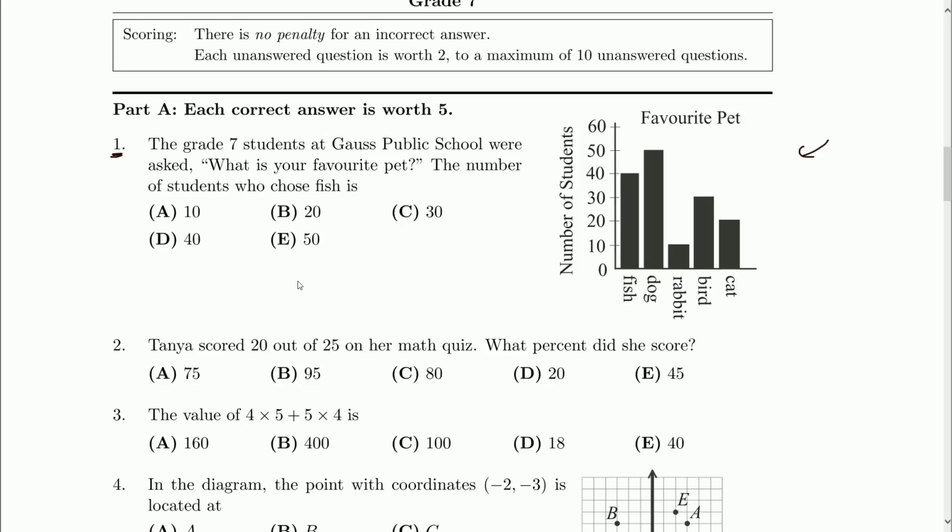So along the horizontal, we've got fish, dog, rabbit, bird, and cat. And then we've got the number of students who had that favorite pet. So, 10, 20, 30, 40, 50, and 60. Okay? Now to read this bar graph here, say I wanted to know how many students liked birds. I take a look at the top, and I just imagine a line connecting it horizontally. And I see 30 is what I connect to. That tells me 30 students had bird as their favorite pet.